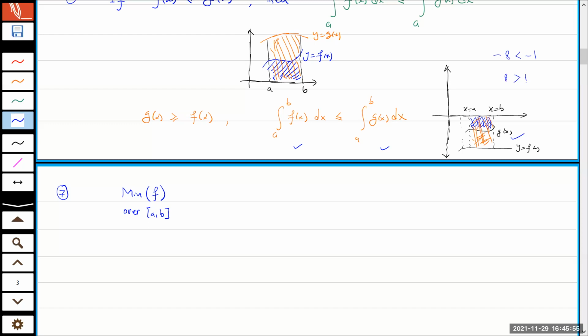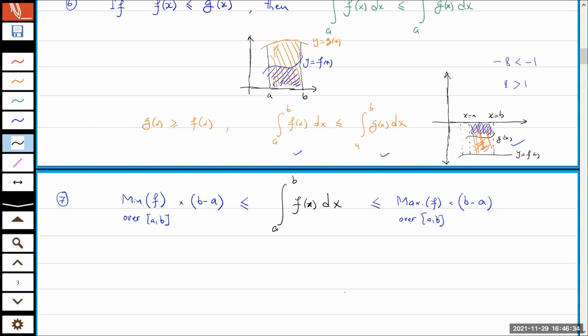Okay, so now if you take the minimum value of the function f over the interval a to b, and you multiply it with b minus a. And then I take the max value of f over the interval a to b, and I multiply this with b minus a as well. The theorem says that these two serve as the lower bound and the upper bound for the area under the graph of f of x over the interval a to b. We know that the area under the graph of f from a to b is always bounded on the top by max value of f multiplied by b minus a, and below by minimum value of f multiplied by b minus a. Let's see, where is this coming from?